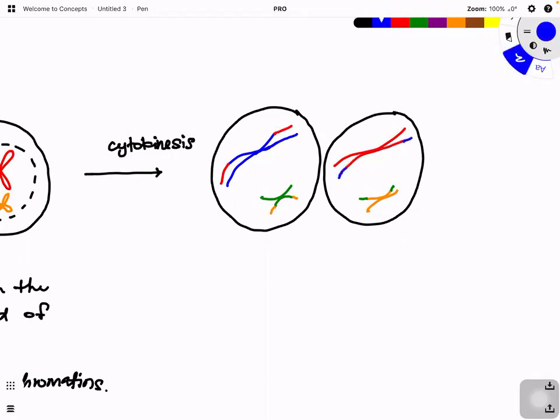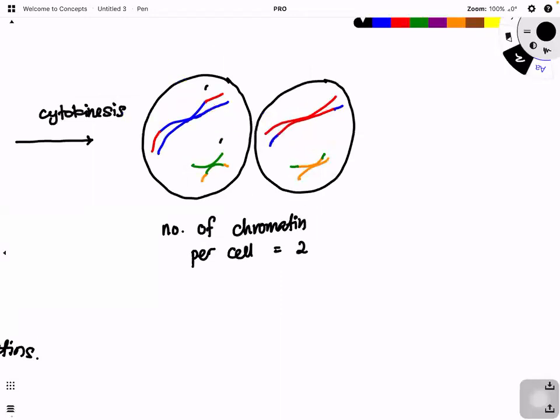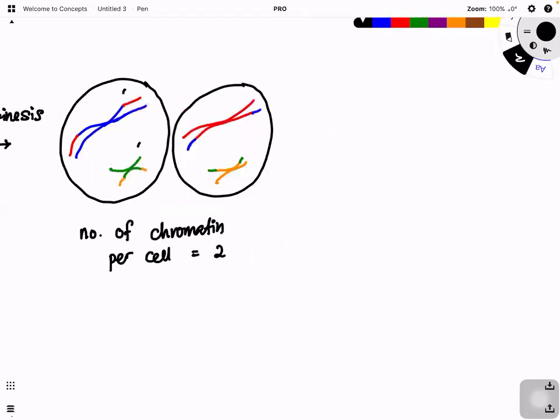Okay. Now, in this case, guys, be careful. If I ask you the number of chromatin per cell, can you see the number of chromatin per cell? 1, 2. So it means that after meiosis 1, it's very important, the function of meiosis 1 actually is to separate or segregate homologous chromosomes.